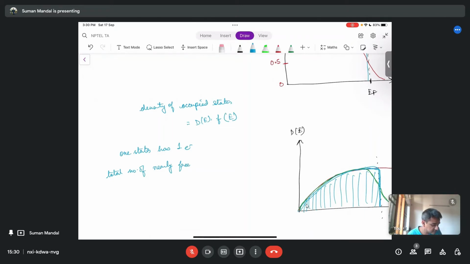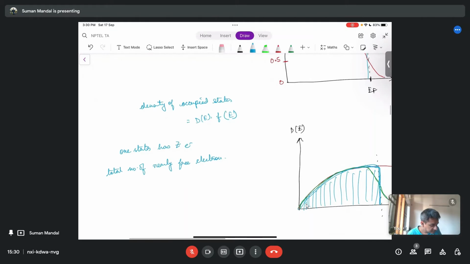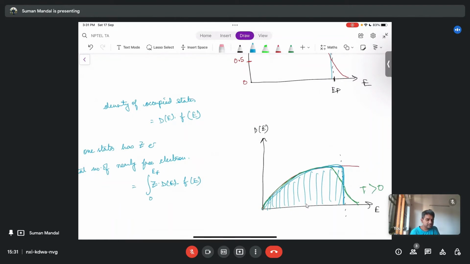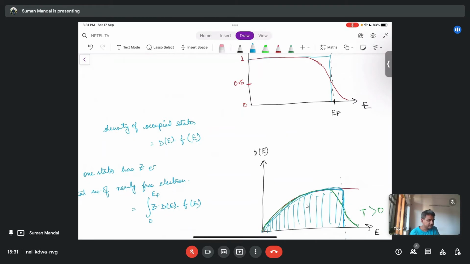So we discuss electrons, or let it be like z electrons, which will be z density of states into probability of occupation from 0 to EF. So then you can find out the total number of nearly free electrons, and from that you can predict values like conductivity and other values. It's clear, right? What is the difference between the density of states, the total number of states, total number of electrons, the Fermi-Dirac probability? Yes, sir.